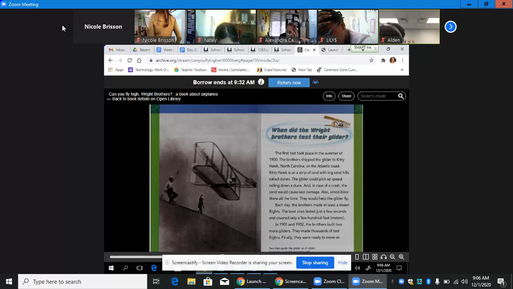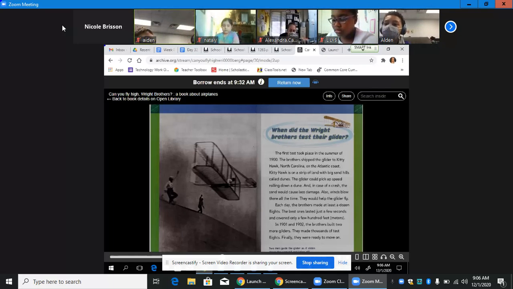The glider could pick up speed rolling down the dune. Because remember, they said a glider needs to roll down a dune or a hill. And in case of a crash, the sand would cause less damage. Would you rather crash on concrete or sand? Sand. Me too. Concrete. I know you're joking, Alden. I also would like to do it on concrete.